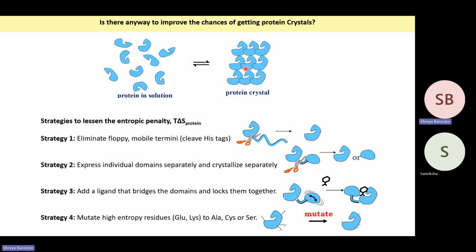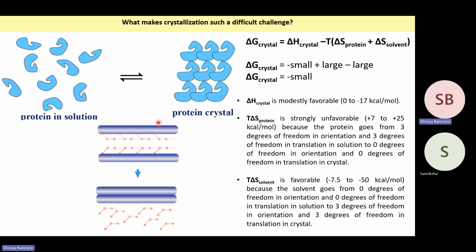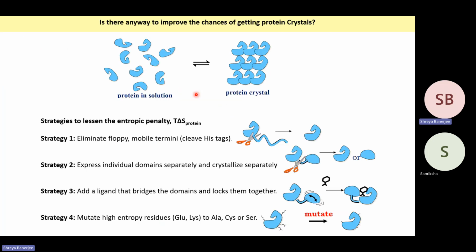How do we make the process of crystallization more favorable? One thing is to reduce the delta S of the protein, which is unfavorable because initially the proteins are all free and then they are forming the crystal. So the entropy is unfavorable. How can this be reduced? The unfavorable entropy change, how can we reduce it?